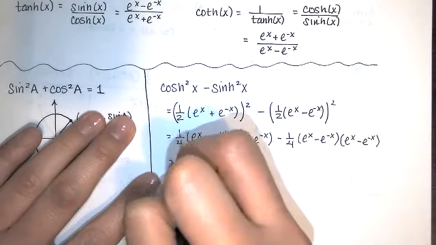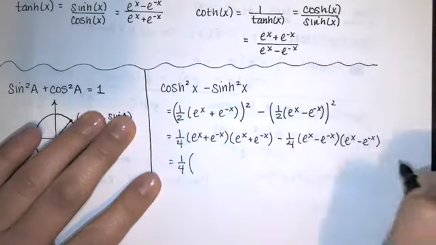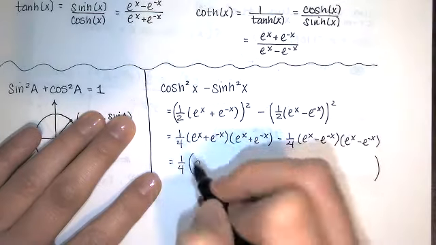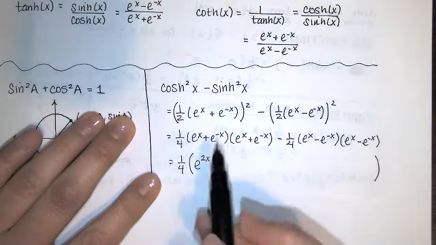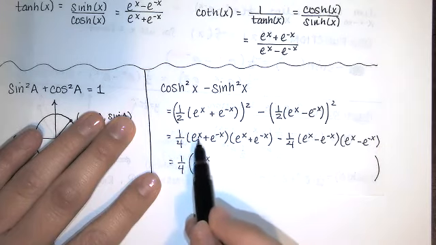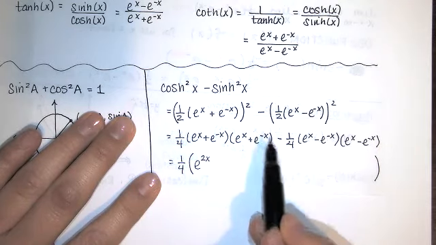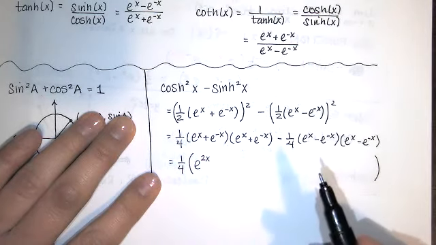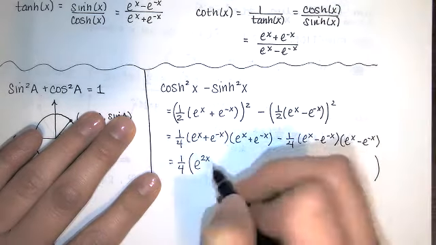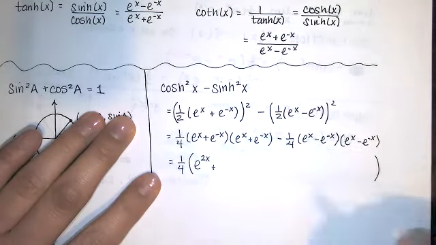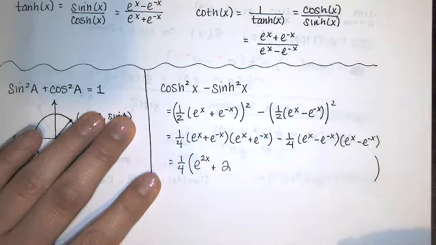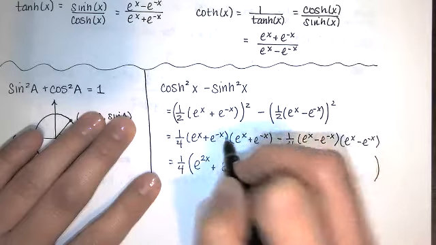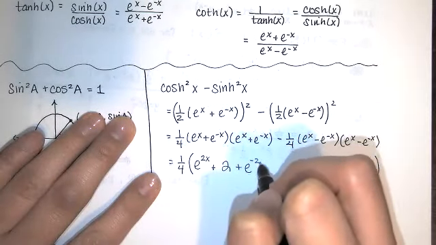Maybe you want to take out the 1/4. First times first is e to the x times e to the x. Add the exponents. That's e to the 2x. Outer times outer. It's e to the x times e to the negative x. When you add the exponents, x plus negative x is 0. So it's e to the 0, and e to the 0 is 1. So outer times outer is 1, inner times inner is just like it. So I get 1 plus 1, which is 2. Last times last is e to the negative x times e to the negative x. Add the exponents.